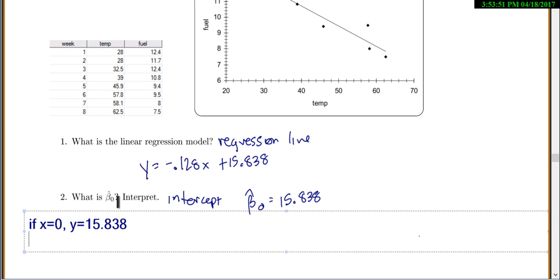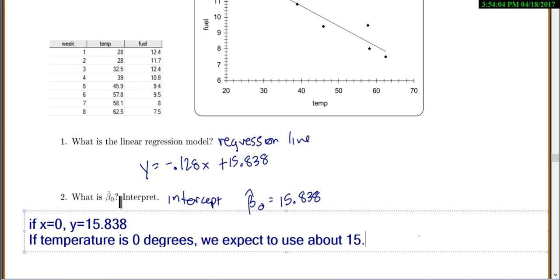Now let's do it in words. So if x is our temperature, so if temperature is 0 degrees, we expect to use about 15.838 units of fuel. Now we're putting in here the word expect, or sometimes we'll say on average, because each week with 0 degrees of temperature isn't going to be exactly the same. This is just kind of the average or what we expect.